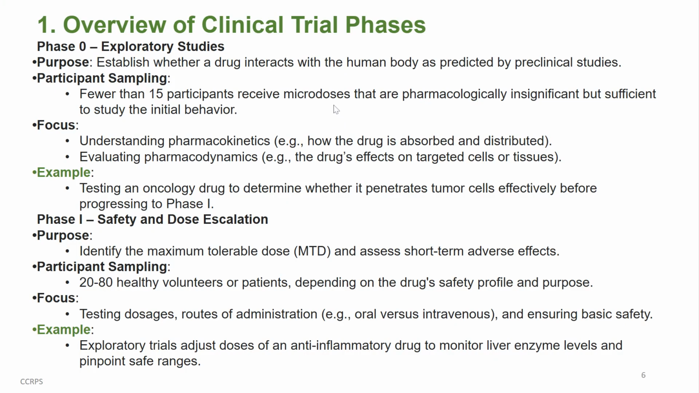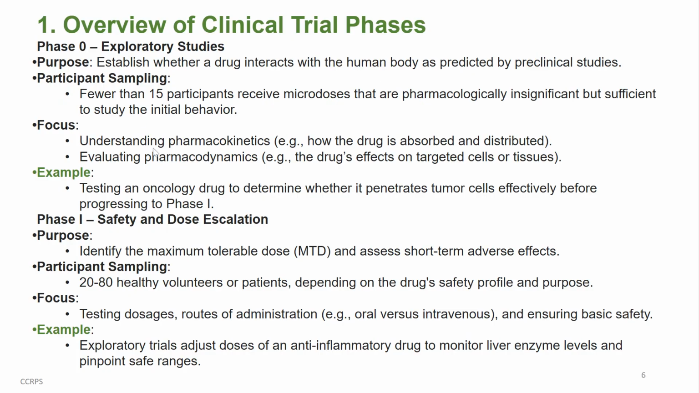And here it is done by microdosing. The microdoses are pharmacologically insignificant, however sufficient to study the initial behavior. So the purpose here is to study the initial behavior through insignificant microdoses for a small amount of sampling, a small number of participants or subjects. And here it is called phase zero, exploratory studies, as preclinical studies.